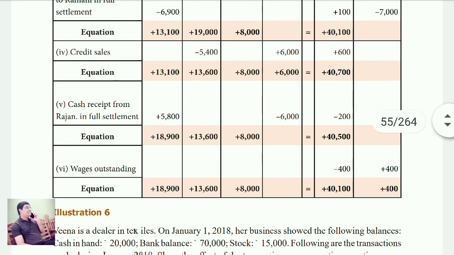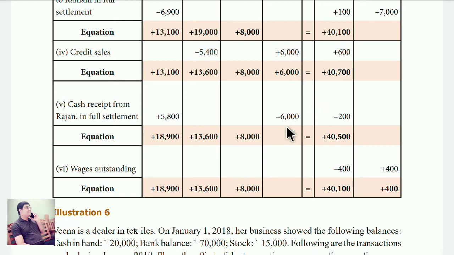The last, wages outstanding. This is very important adjustment where the students are making mistakes. So wages outstanding minus 400 in capital and plus 400 in liabilities, or you can write in wages outstanding. Now see here, up to this there is no transaction. So straight away same amount, 18,900, 13,600, 8,000 as it is we written.